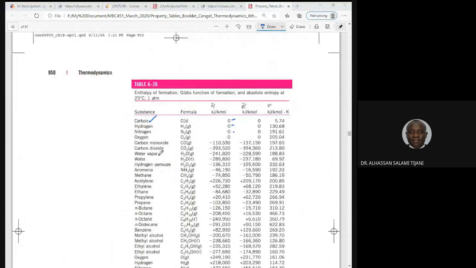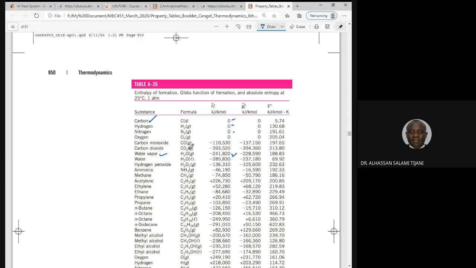Yes, water vapor. We don't use the liquid water, because during the combustion, any amount of water that is present will be in the vapor state. It's not going to be in the liquid, otherwise there will be no combustion taking place. So the enthalpy of formation for water is this.